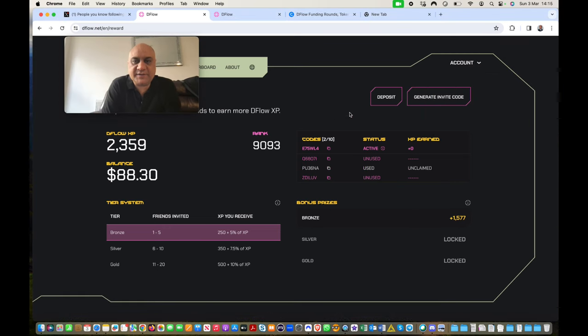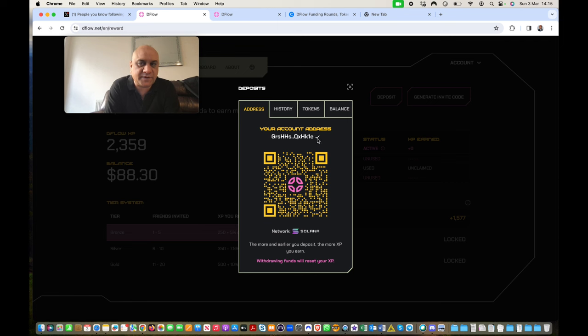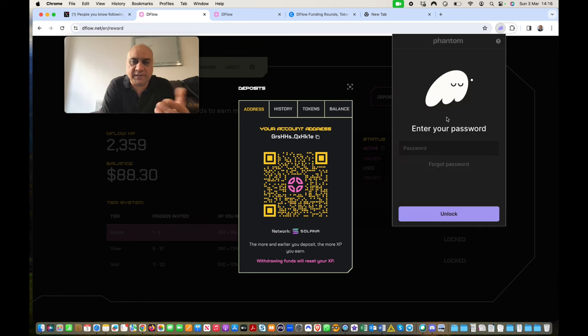To deposit the funds, you just click deposit here. Guys, this is the individual token address. These are all the tokens that will be available in the liquidity layer of this protocol. Just click here, copy this address, and then you can go to a Phantom wallet or a Solflare wallet. I'll give you a demo.